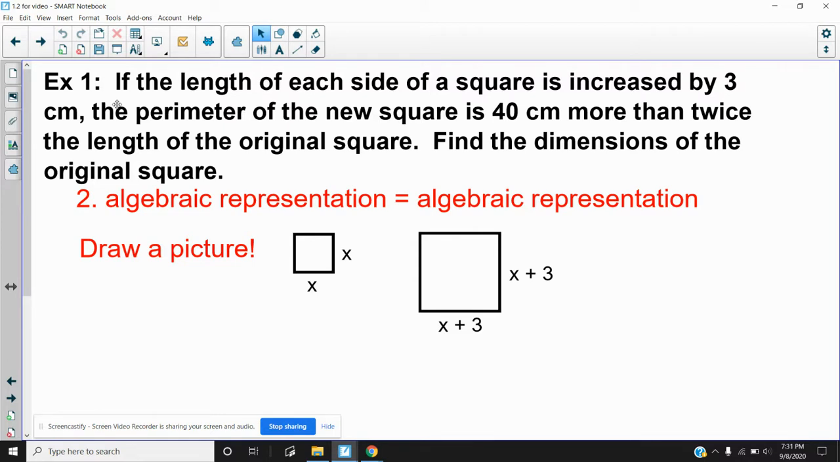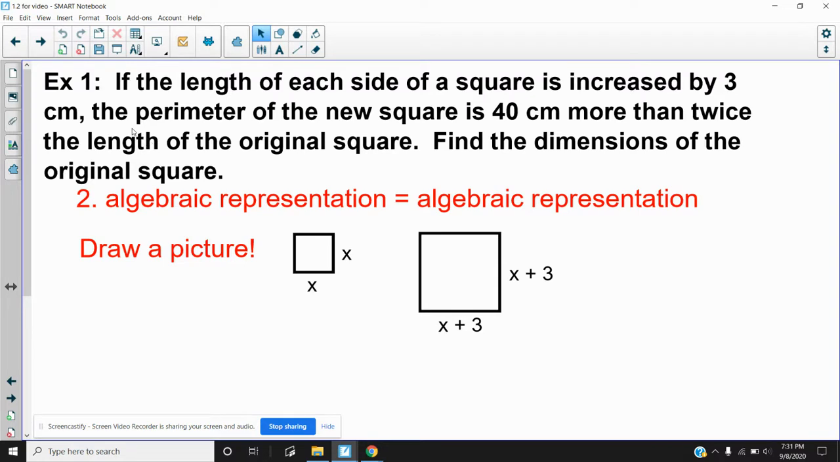So our original square is the little one. And remember, a square just means we have four sides that are all the same. And our new square, it says up here in the first sentence, we're increasing the side of the square by 3 centimeters. So that's where I got x plus 3 from.